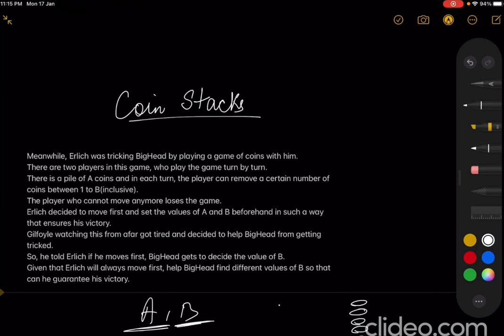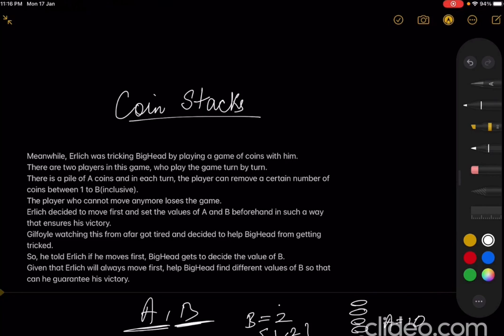Let's say A is equal to 10 coins and B is equal to 2, then you can remove either 1 coin or 2 coins. You cannot remove 3 coins, and it's also not possible to not remove any, so you have to remove either 1 coin or 2 coins. Now the player who cannot move anymore loses. Erlich decided to move first and set the values of A and B beforehand in such a way that ensures his victory. So Erlich will be moving first.